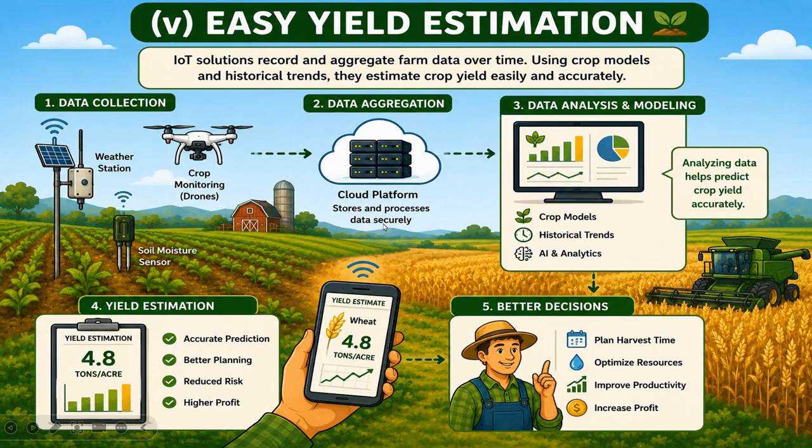here you can see it shows how farming technology helps the farmers predict crop yield accurately by collecting and analyzing the farm data over a long period. So here we'll be having different IoT devices such as weather station, then you have soil moisture sensor, then you have drones, that is the crop monitoring, which collect the important information from the farm.